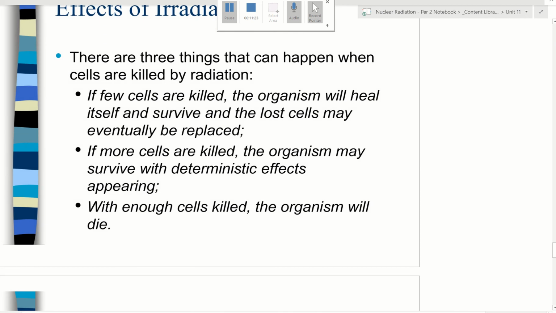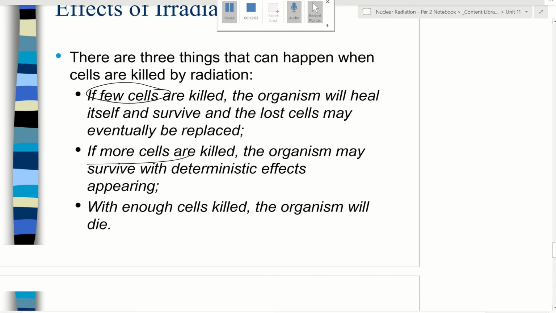So what happens when cells are killed by radiation? Let's say you receive a high dose of radiation and a bunch of your cells start dying. What's going to happen? Well, it all depends on how many cells. If just a few are killed, the organism may not even know that it received the radiation. It will heal itself and survive, and the lost cells will typically be replaced. This is actually what's happened with most of the people who have gotten high doses from accidents. Most of them, the cells inside them died. They were replaced. They were tired for a time, sick for a time, but then they recovered.